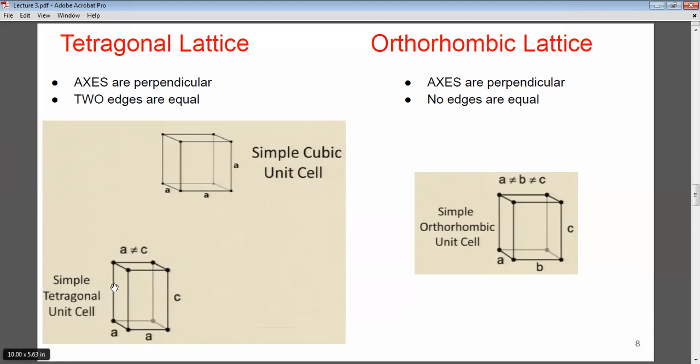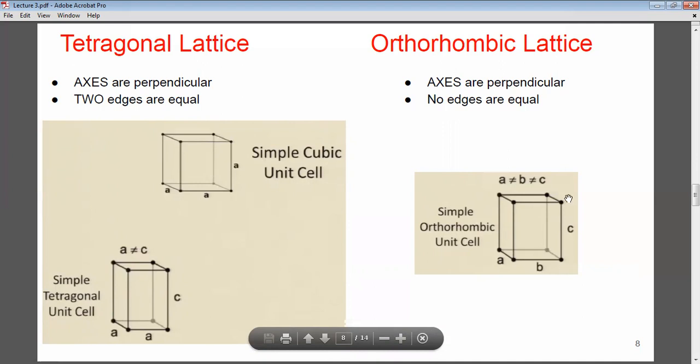And remember, I told you in this course, we will only focus on lattices where axes are perpendicular. And the other variant is the orthorhombic lattice, where all axes are perpendicular, but no edges are equal. So we start with simple cubic, all edges are equal. Tetragonal unit cell, two edges are equal, one edge is different. And finally, the orthorhombic, the three are not equal, but still all axes are perpendicular.